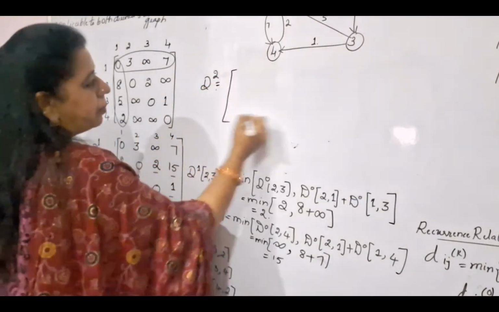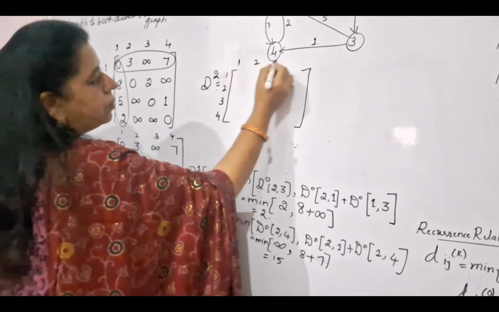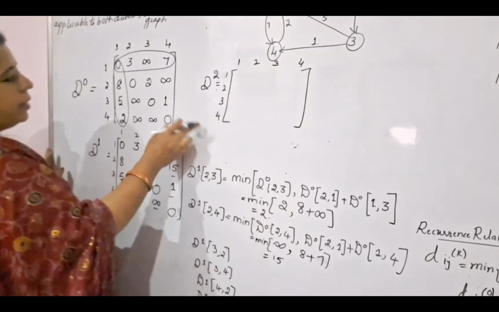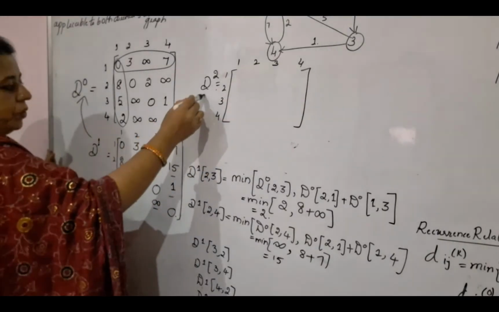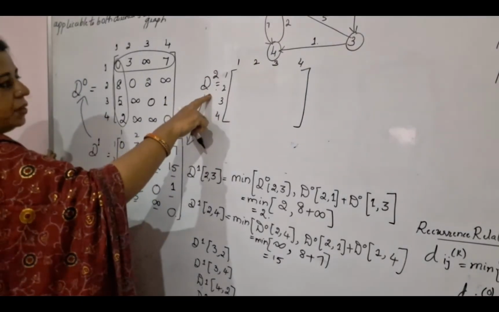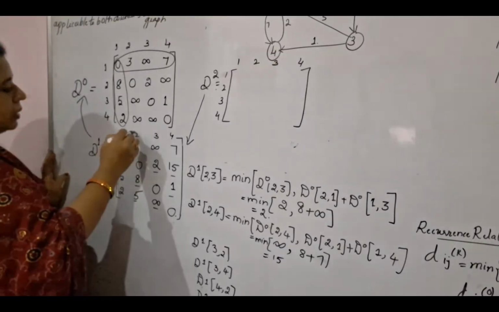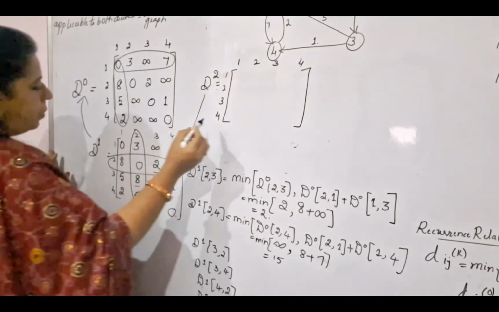How are you writing the D2 matrix? D2 will be 1, 2, 3, 4 by 1, 2, 3, 4. To construct the D2 matrix, you should refer to D1, just as for D1 you were referring to D0. To refer to D1, the first thing is, since you are now introducing the intermediate vertex 2, the second column and second row of D1 you have to copy down as it is.